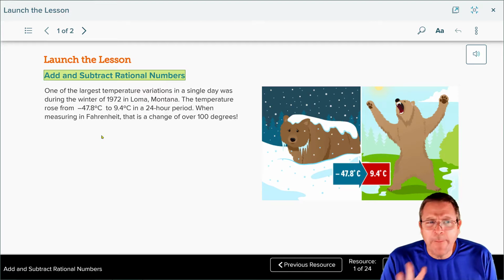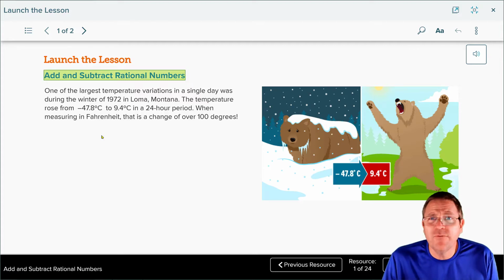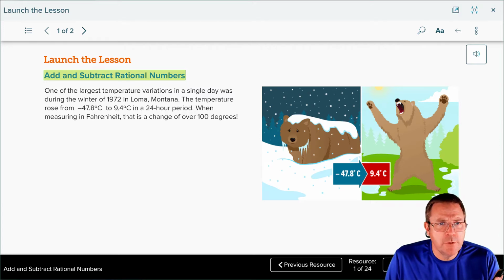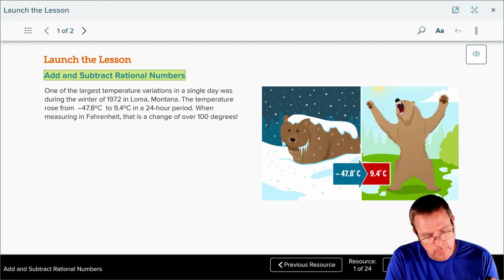Now, I want to stop and say something here. This negative 47.8 degrees Celsius, that's freaking cold. Freezing at Celsius is 0 degrees. So let's find out just how cold this is. Convert negative 47.8 degrees Celsius to Fahrenheit. That would be minus 54 degrees Fahrenheit.